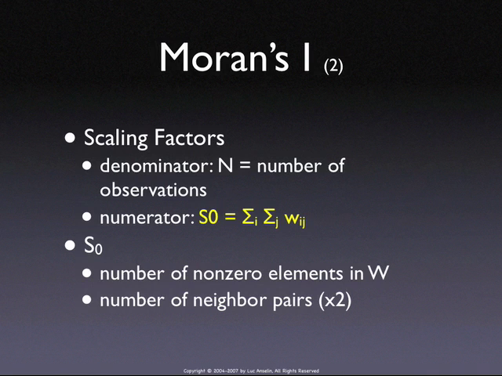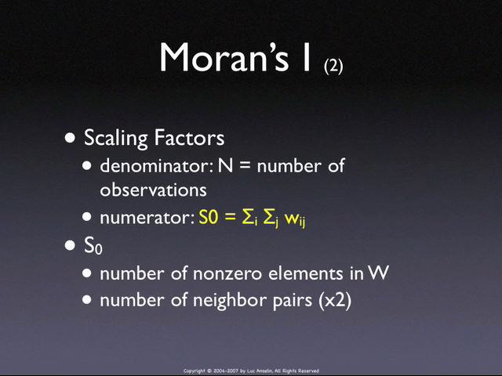Now the sum of those row standardized weights is how much? By construction, it's one, right? So the sum of all the weights for all the observations, each observation has one. So for any i, the sum over j is one. You sum this over all the i's, there are n i's, so the sum is n.